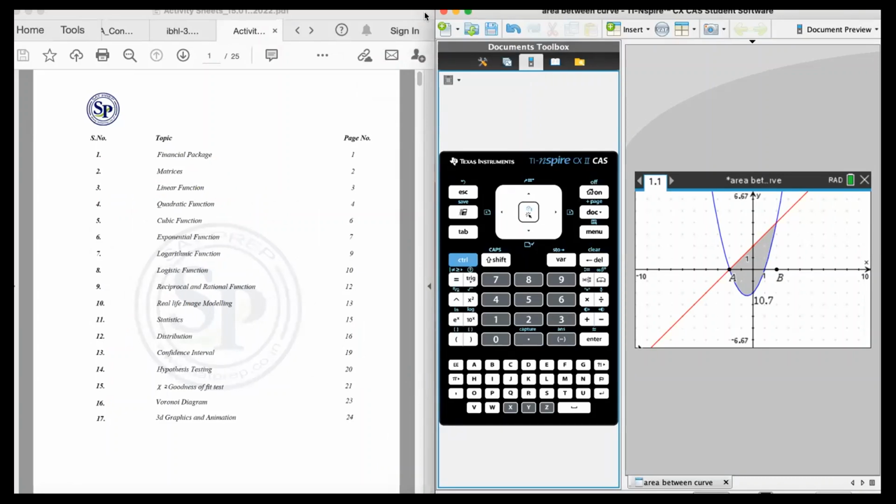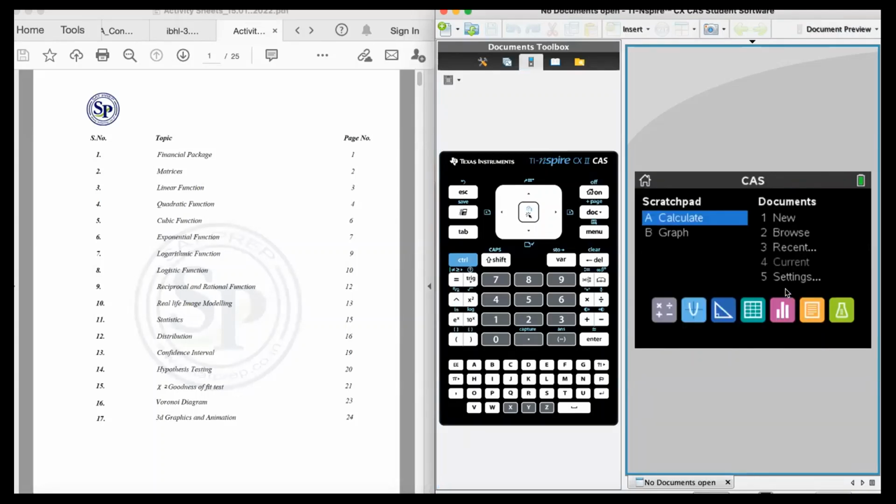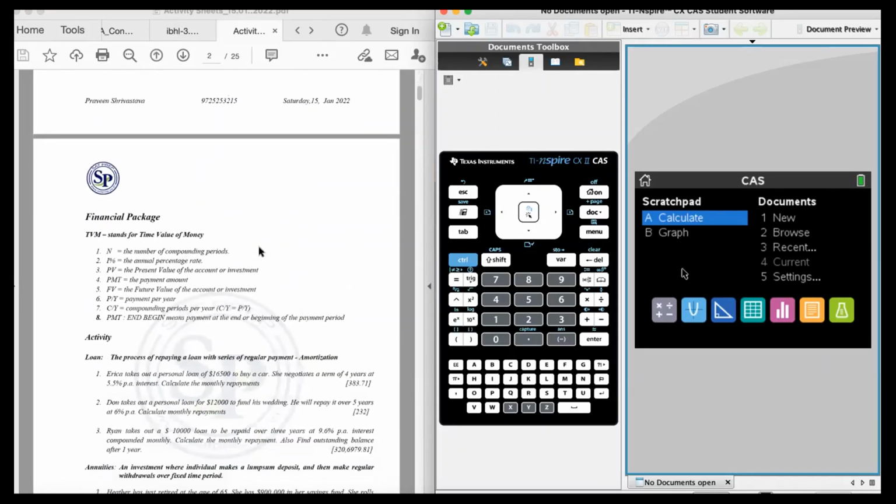Yes, are all of you able to see my screen, where in the half part I put my activity sheet, and in the other half of the screen I'm demonstrating the calculator here? Mr. Saurav, are you able to see this? Yes, sir, we can see.